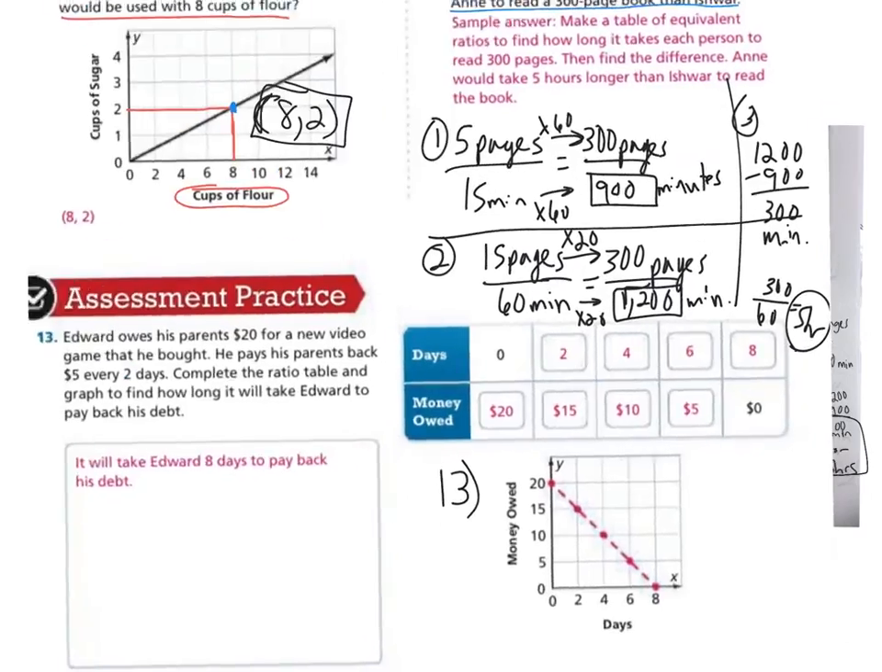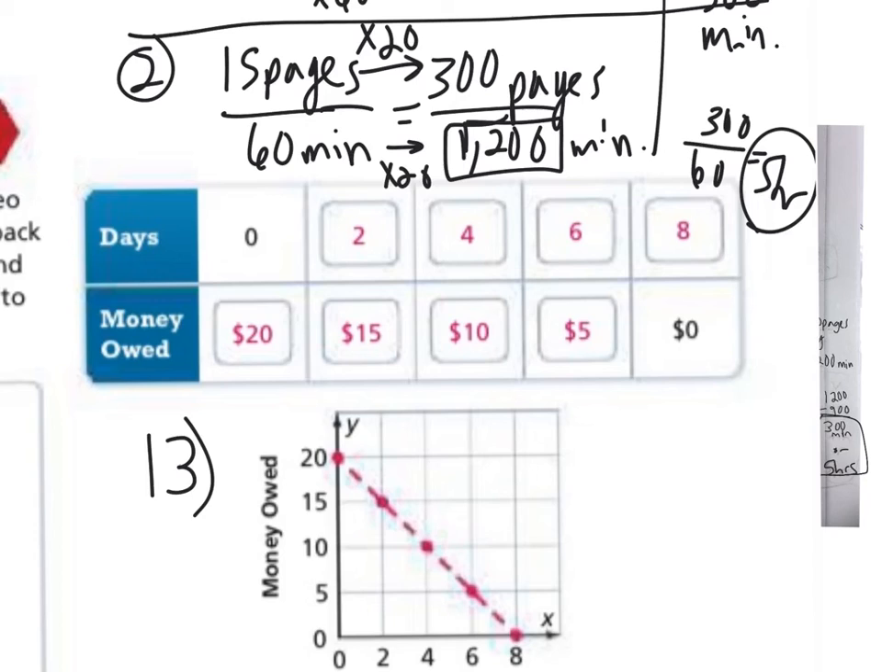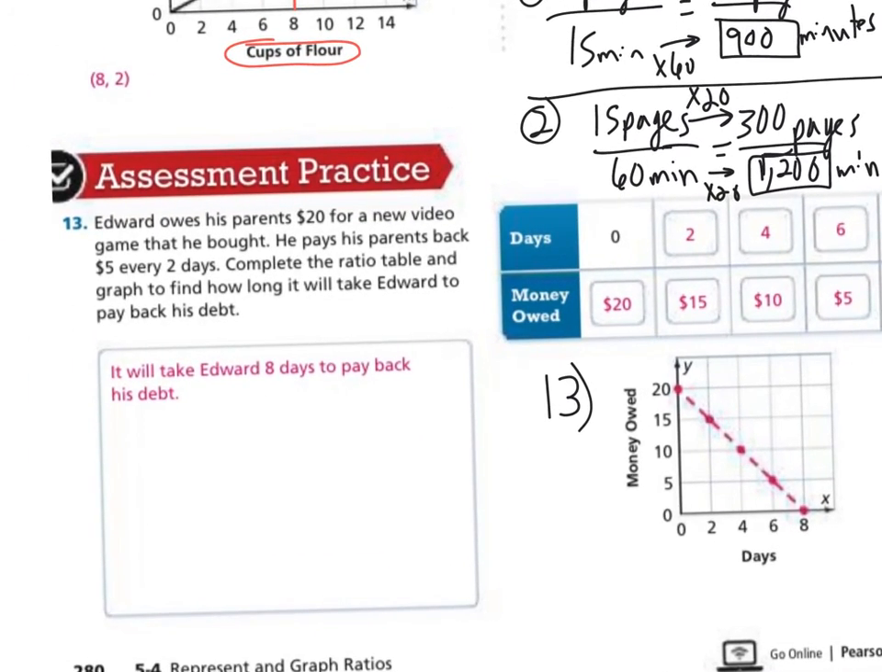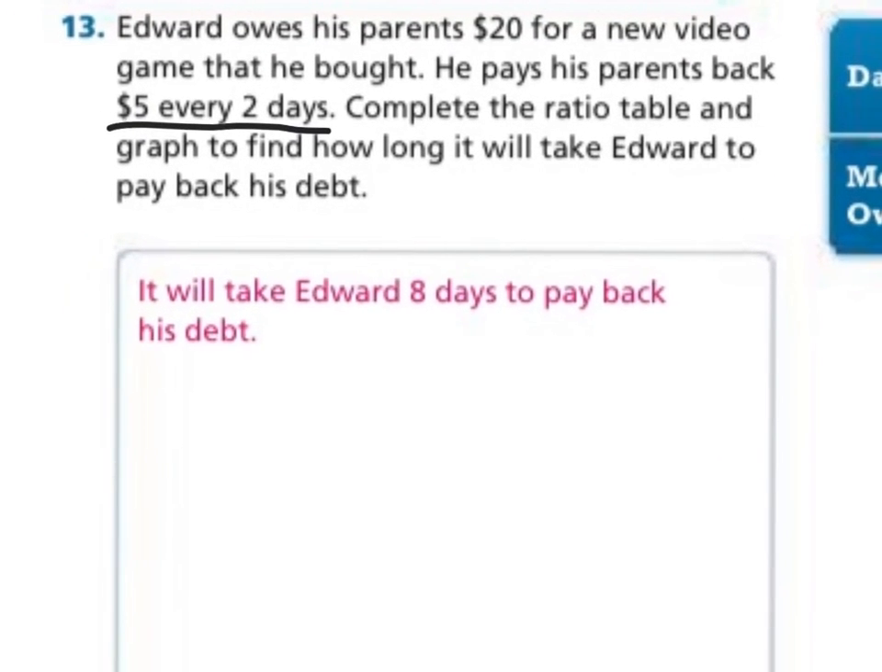Then number 13, completing the table. Missing number of days, you might have done 2, 4, 6, and 8. And then the money owed would be $20, $15, $10, $5, and $0. And the reason it's probably easiest to use those numbers is it says he's paying back $5 every 2 days. And so what that tells us is it would take him 8 days to pay back his debt. After 8 days, he would not owe any money.